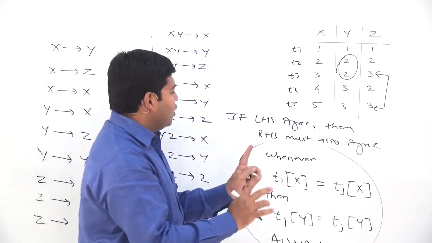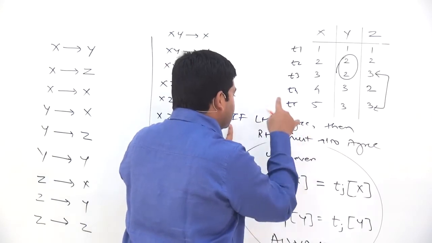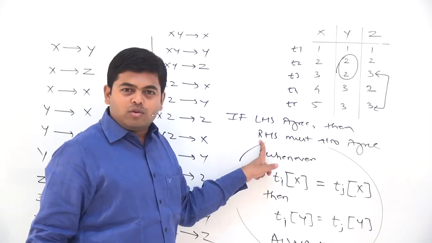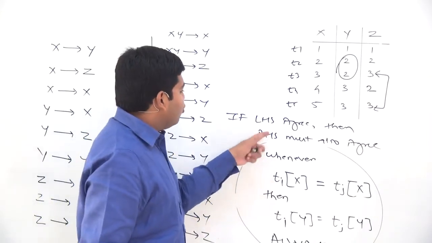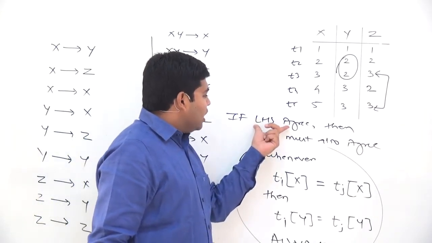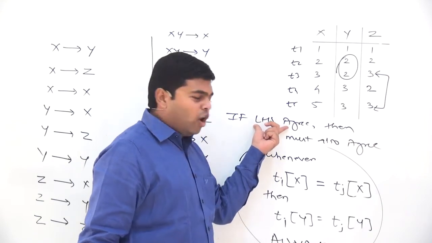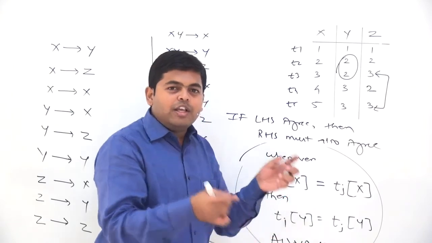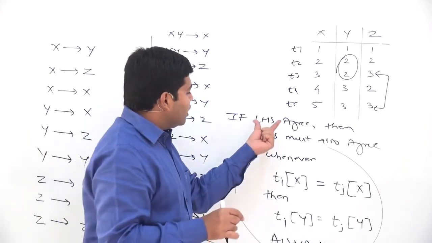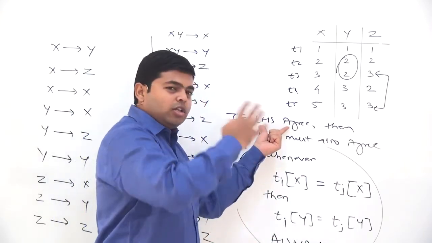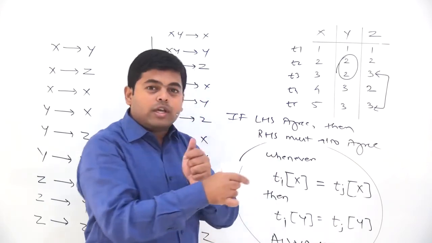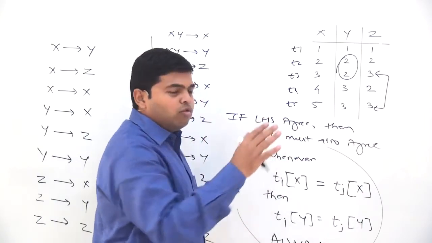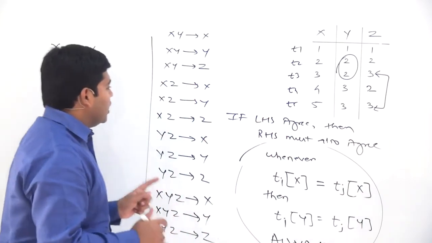Violation will be when there is an agreement on the left hand side, but there is a disagreement on the right hand side. Then this particular rule will be violated. When there is no agreement on the left hand side, you are not worried about the right hand side. Whenever there is an agreement on the left hand side, then and only then we are worried. Now we need a corresponding agreement on the right hand side, and only in that case the rule will be violated.